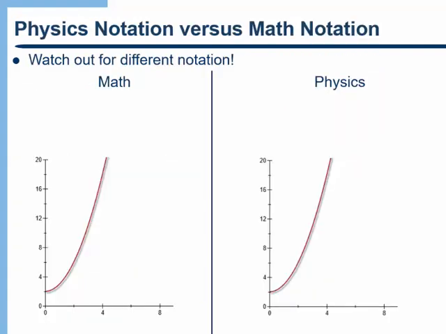Let's talk about the different notation used in a calculus-based physics course versus a math course. This is really confusing when you're first taking both calculus and physics. In math, we usually plot y versus x, and we say that y is equal to f of x. And in this particular case, let's say that f of x is x squared plus 2, which you'll notice represents the graph below.